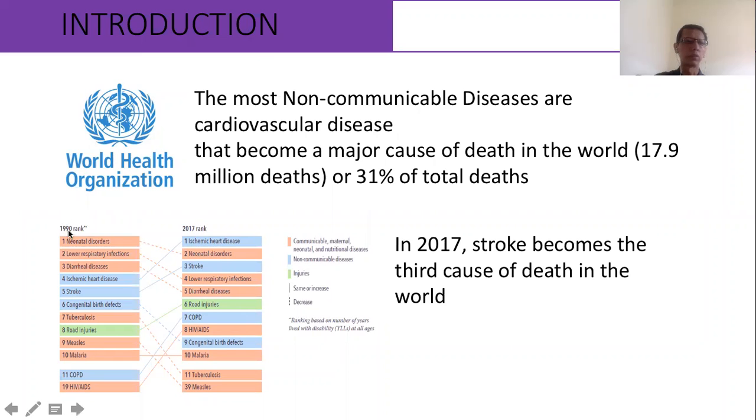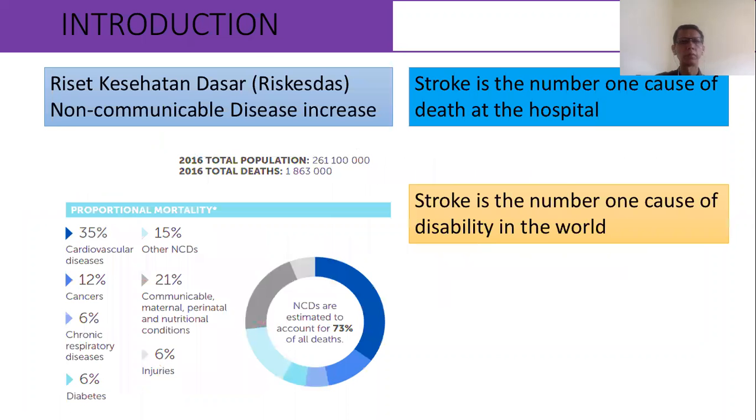Compared with 1990, stroke was ranked fifth. How about in Indonesia? Riset Kesehatan Dasar, Riskesdas, reports that non-communicable diseases increase. Non-communicable diseases are diabetes, hypertension, joint disease, and cardiovascular diseases.